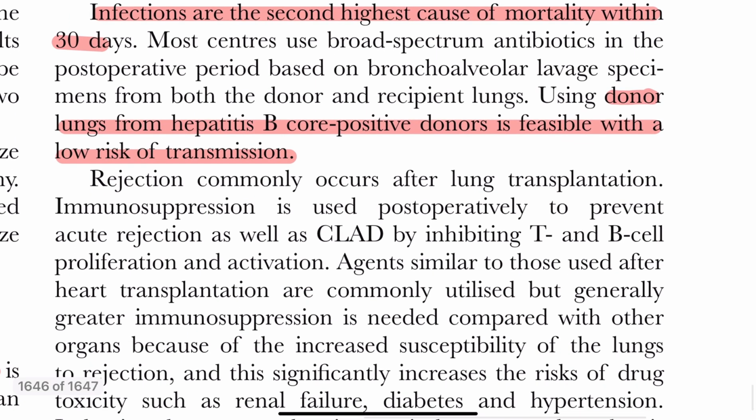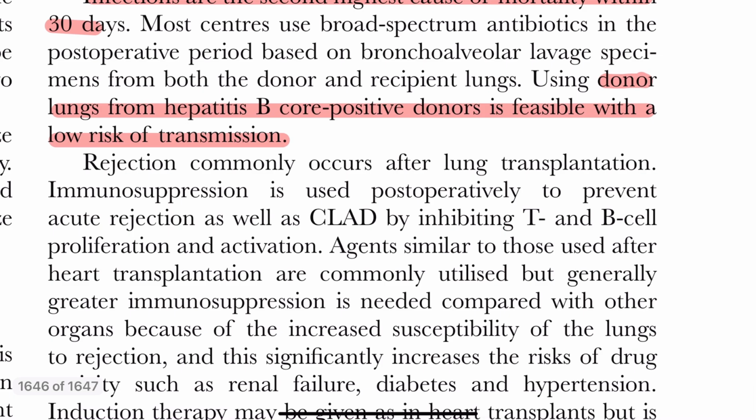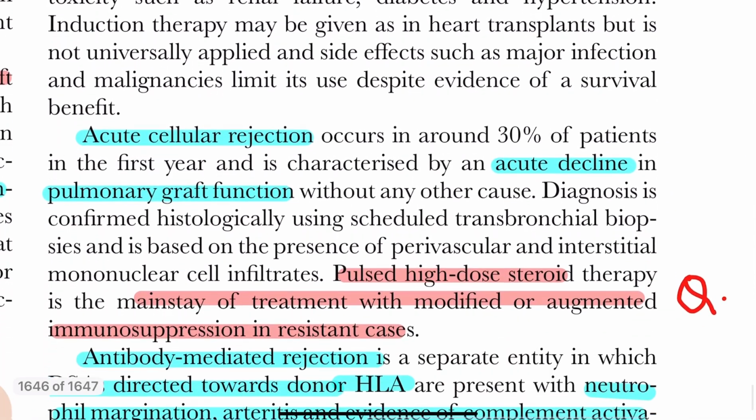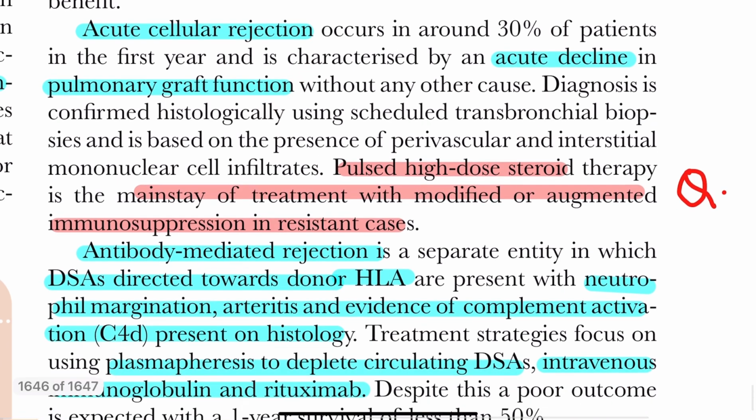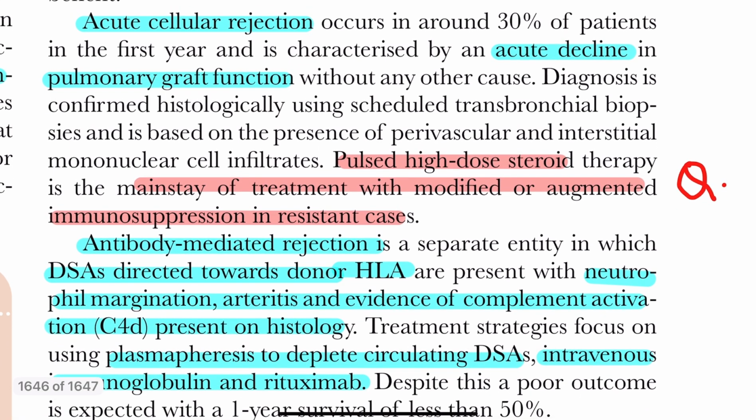So lungs from a hepatitis B core positive donor are feasible with low risk of transmission. So even with hepatitis B core positive, you can go for transplantation. So acute cellular rejection is seen in around 30% of patients, and there is acute decline in pulmonary graft function. So what is the treatment? Pulse high dose of steroid. MCQ: what is the treatment of acute cellular rejection? Steroid, in pulse high dose, and with modified or augmented immunosuppression.